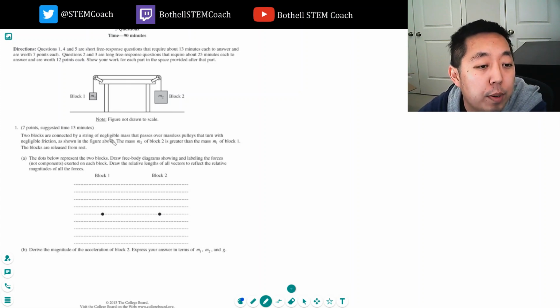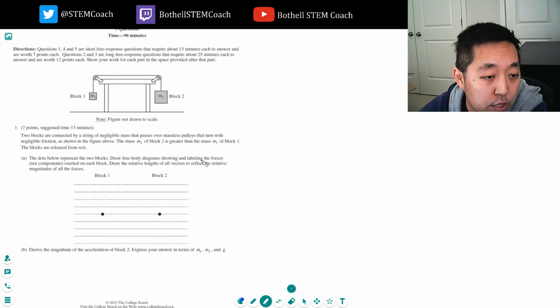Two blocks are connected by a string of negligible mass that passes over a massless pulley that turns with negligible friction, as shown in the figure above. The mass M2 of block 2 is greater than mass M1 of block 1, and the blocks are released from rest. The dots below represent the two blocks. Draw free body diagrams showing and labeling the forces exerted on each block, and draw the relative lengths of all the vectors to reflect their relative magnitude.